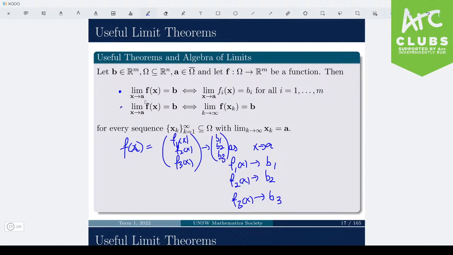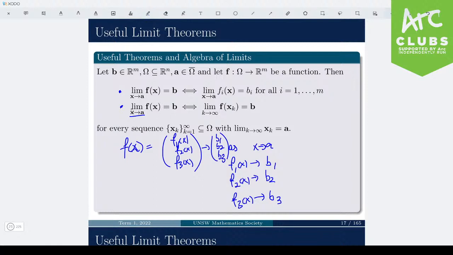Second theorem here. The limit of f(x) as x approaches a equals b if and only if the limit of f(x_k) as k approaches infinity equals b. This goes back to our previous topic where we talked about sequences. It's saying that if we can construct any sequence x_k that approaches a, then the limit of f along this sequence must also equal b. We will see an example right after relating to this theorem, so hopefully that will make more sense.